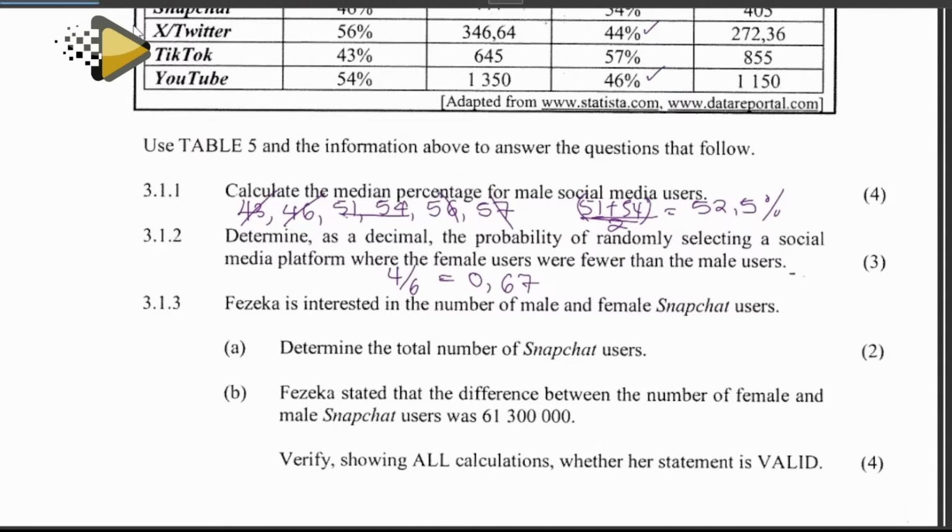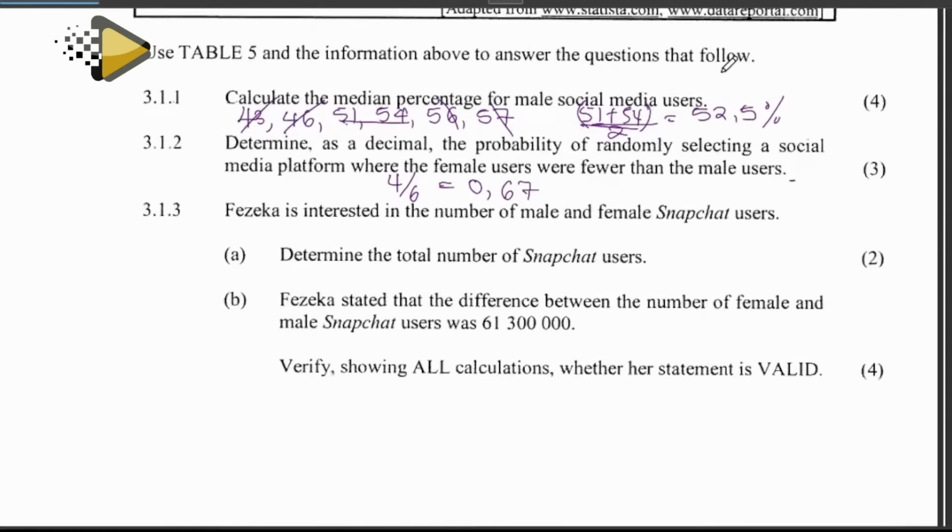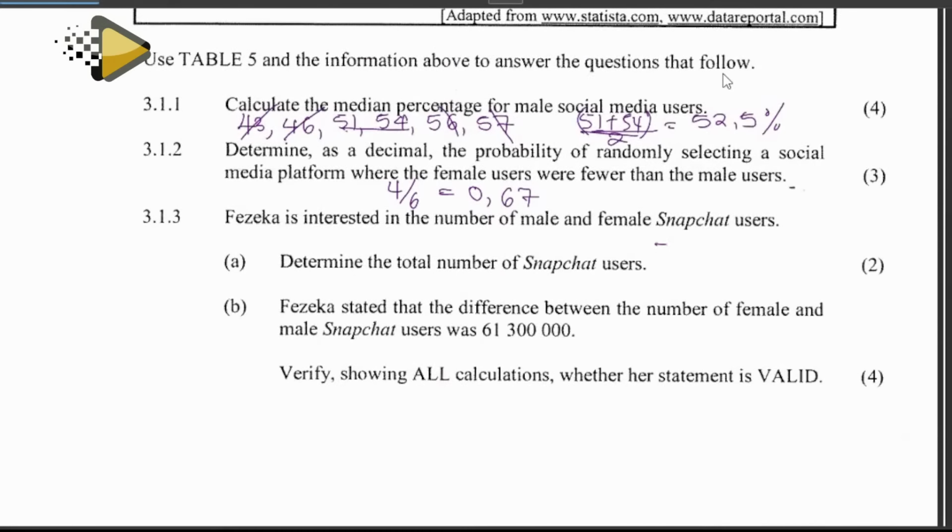Pezeka is interested in the number of male and female Snapchat users. Determine the total number of Snapchat users. So what are we going to do? But remember, the male are missing. Had we had the male, we were supposed to add this plus this. But they're telling us that 54% of the total users are female and they equal 405 million. So 54% of a certain number should give you 405. What is the number? You see that? To make your life easy, turn this into a decimal.